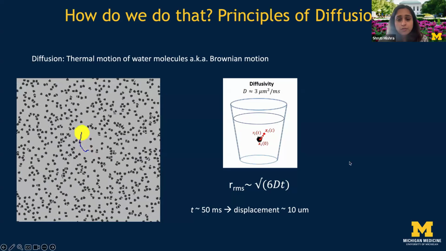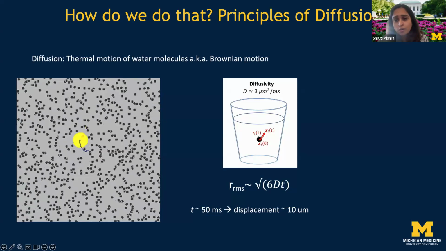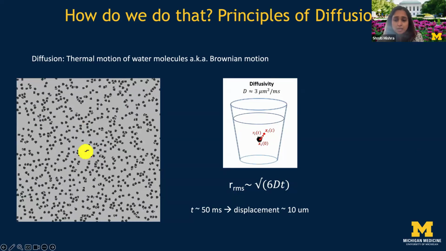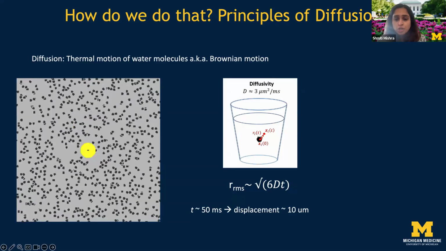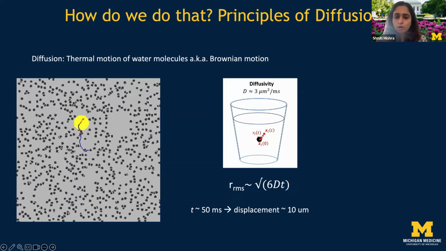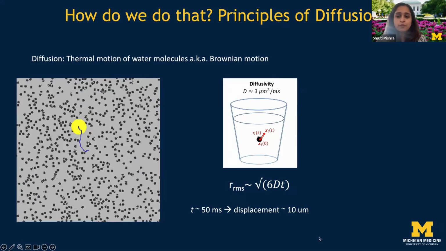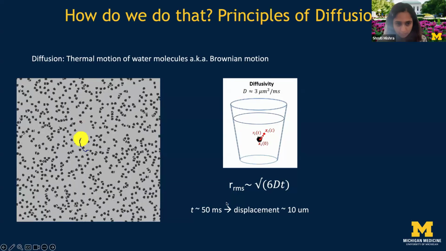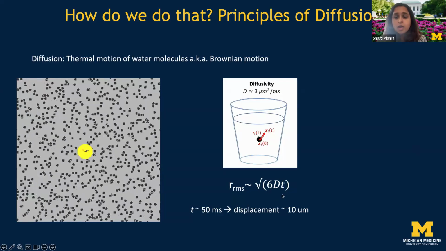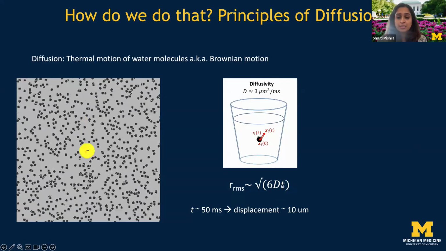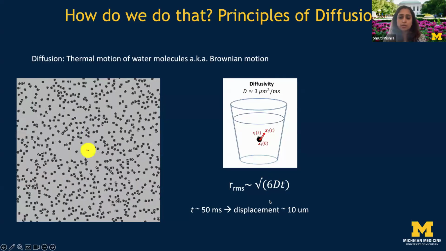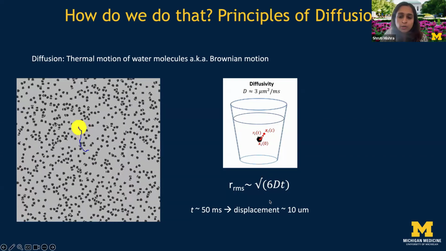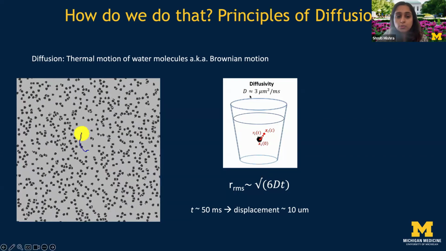We make use of the principle of diffusion, which refers to the thermal motion of water molecules, also known as Brownian motion. Einstein developed the mathematical theory to explain Brownian motion, to model diffusion as a statistical random walk with a Gaussian distribution, and derived a formula for displacement, or the root mean square of the displacement, for a particle as a function of the diffusivity D, as well as time, and this constant, which is determined by whether we're discussing 1D, 2D, or 3D displacement. In completely unhindered environments, we know that the diffusivity of water is around 3 microns squared per millisecond.